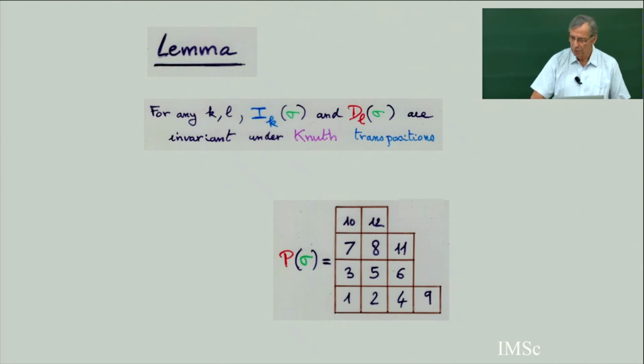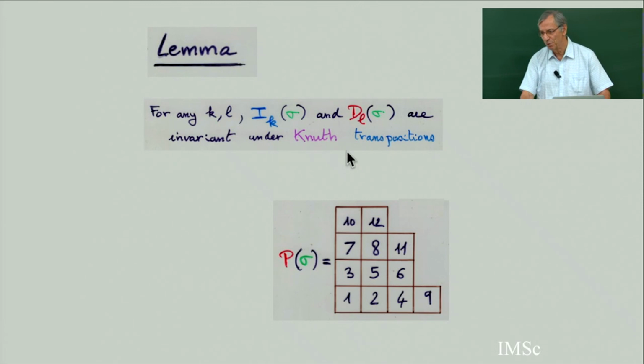So to give a proof of this theorem, I will use the Knuth transposition. And lemma: for any k and l, these invariants I_k of sigma and D_l of sigma are invariant under Knuth transposition. So this is the main lemma to prove the Greene theorem. It's a technical proof. I am not going to prove it because I want to finish chapter 1.